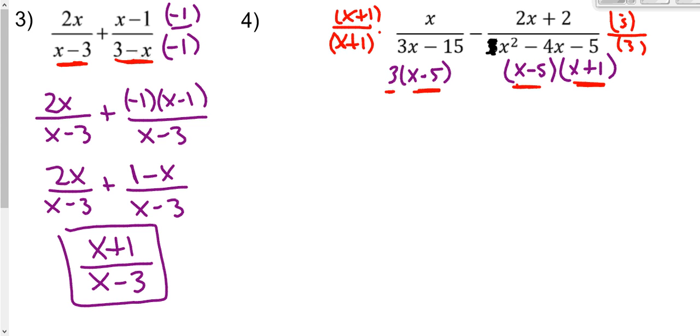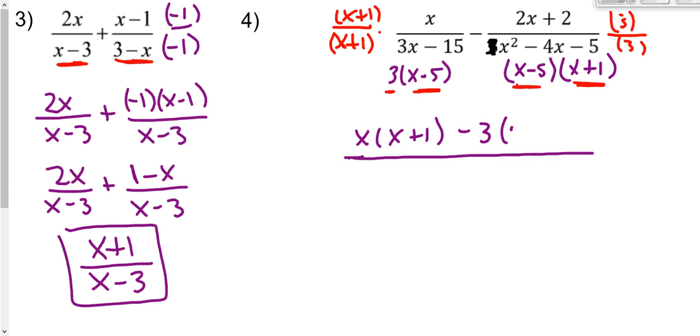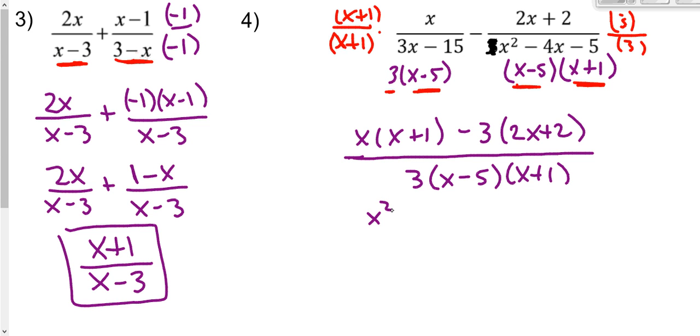So now what do we have? The first one is x times x plus 1. Now I'm just going to go ahead right now and combine these into one fraction. So then the next numerator is minus 3 times the quantity 2x plus 2 over the common denominator 3 times x minus 5 times x plus 1. Now we need to simplify the numerator. So we'll distribute the x squared plus x, and we'll distribute the negative 3.